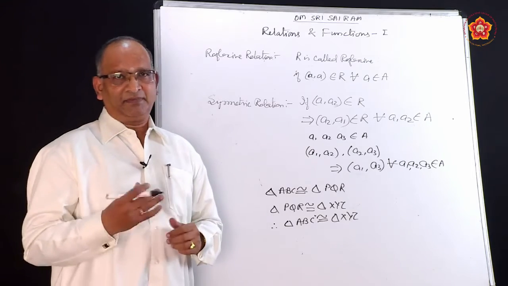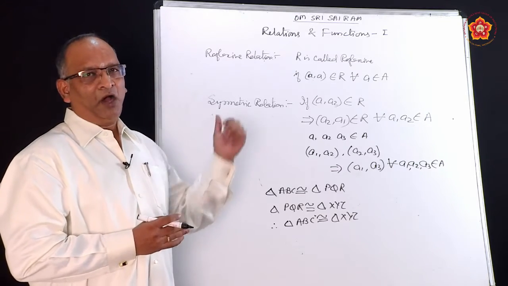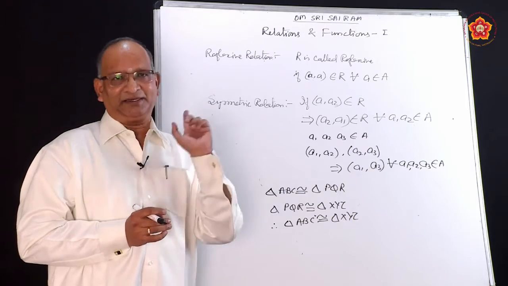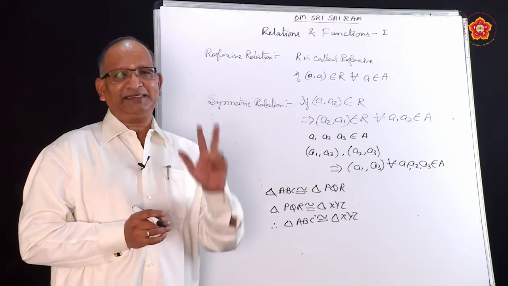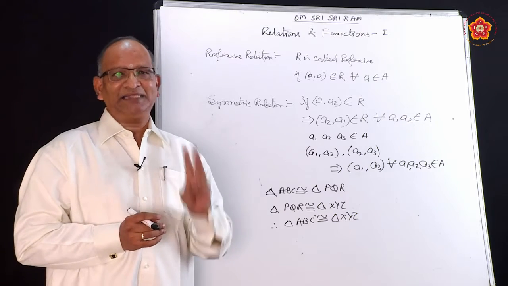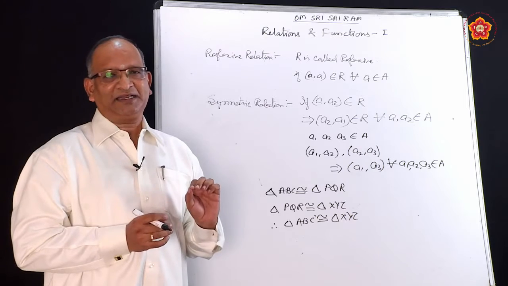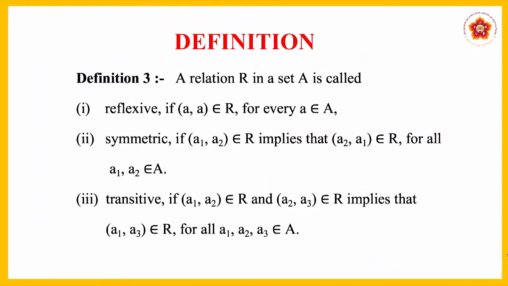Once again, let us quickly look at all the three relations. Reflexive relation is about one element. Symmetric relation is about two elements, and transitive relation is about three elements. What does the first relation say? Every element is related to itself. The relation is called reflexive if A is related to A, and that should be true for all the elements of the set.